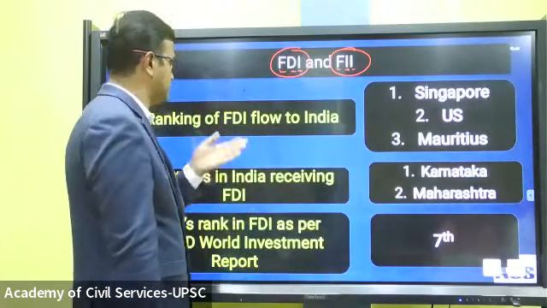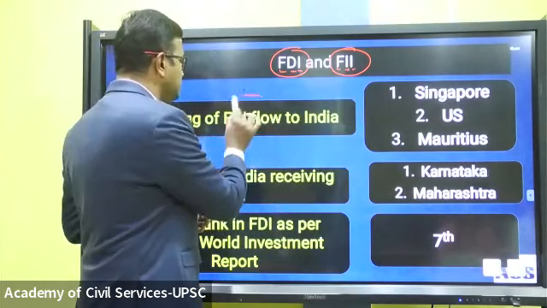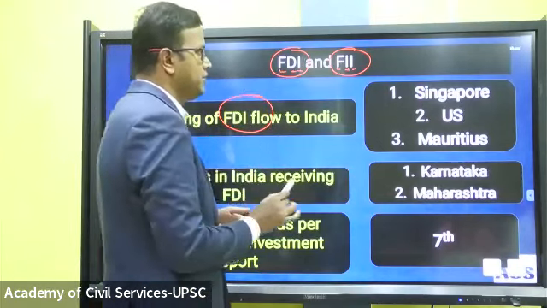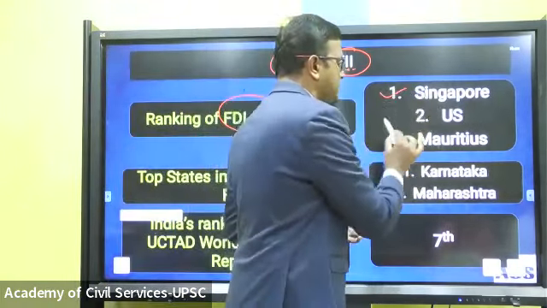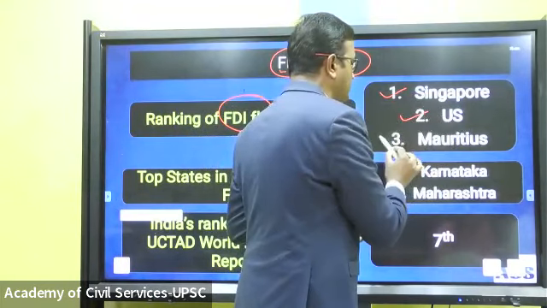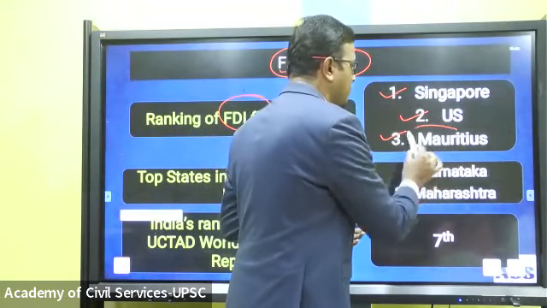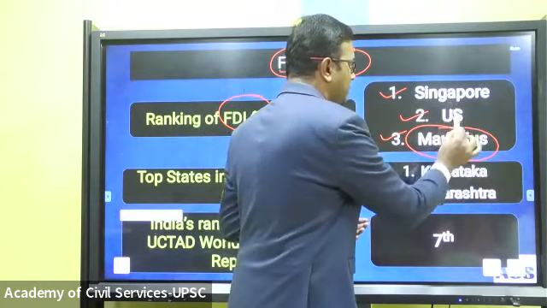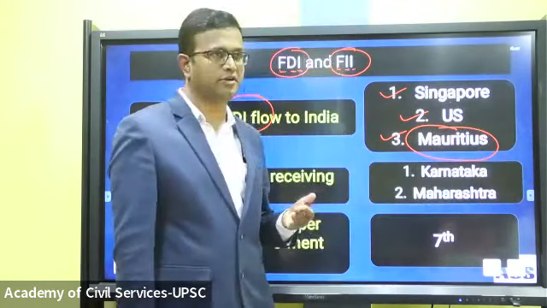Highest FDI coming into India is from Singapore. The second highest is coming from the US, and the third is from Mauritius. Singapore and the US, you can understand, are rich countries.